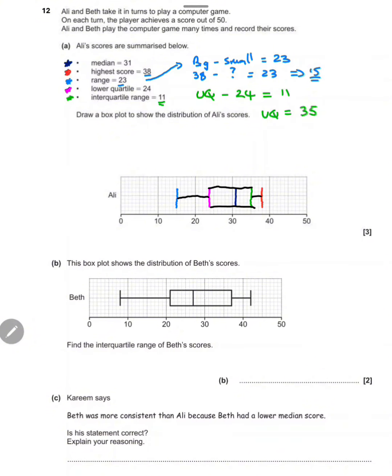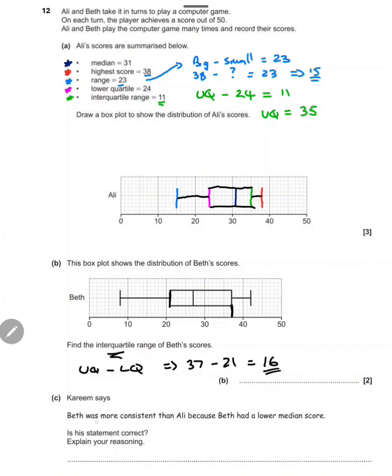Part B, we've got Beth's box plot. We're now trying to work out the interquartile range from a box plot. Well, we just need the upper quartile, take away the lower quartile. Here is your upper quartile, so that's going to be 37. And then here is your lower quartile, which is 21. 37, take away 21 is 16. That is the interquartile range for Beth's score.